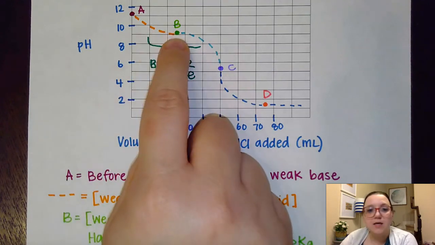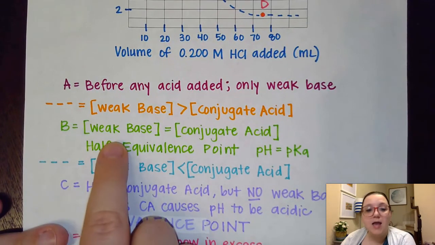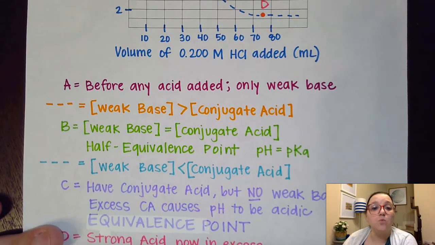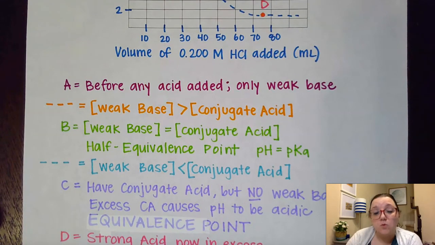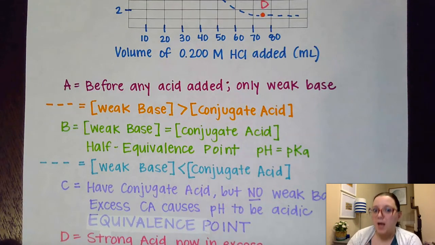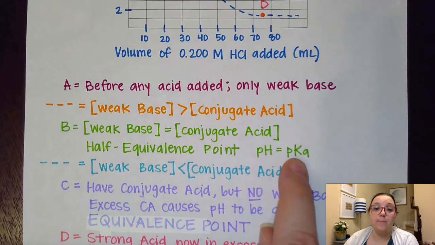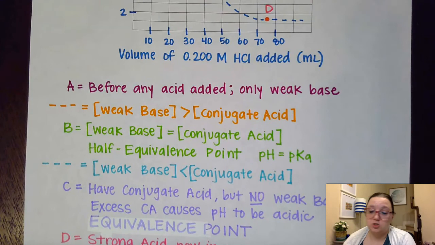Now, at point B, this is where we calculated our half equivalence point. And at that point, what happens is that the weak base is equal in concentration to the conjugate acid. That's how we knew we were at the half equivalence point. Also there, remember the pH will equal the pKa. Now, I didn't have Ka, I had Kb, but I could very easily convert it into a Ka, take the negative log of it, and determine what that pH should be.